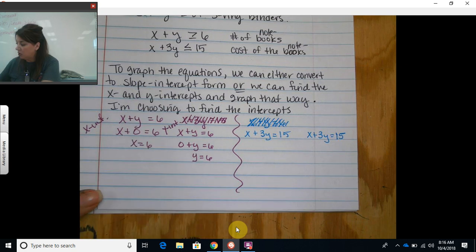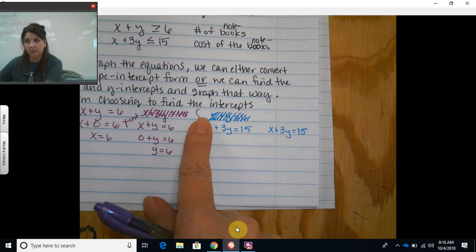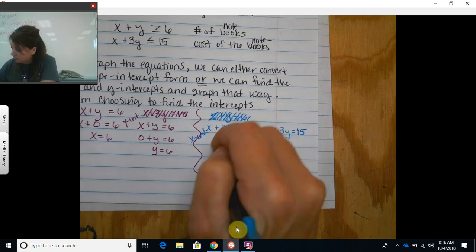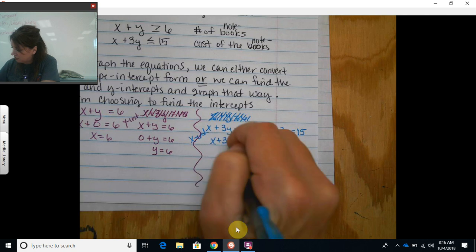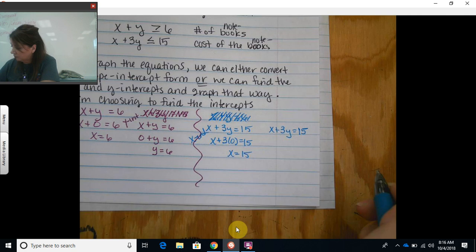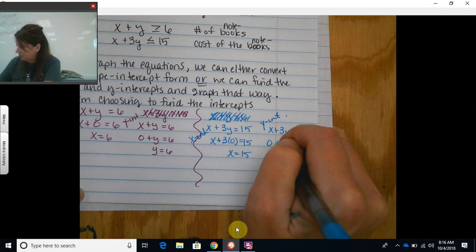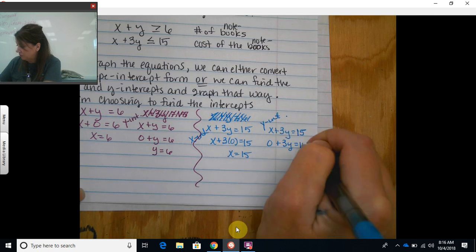Okay? So on this one, if I did that, what's my x-intercept going to be on the other line? 15. What would my y-intercept be? 5. But I'm going to do my math. So x-intercept, substitute in a 0 for y, and solve for x. Y-intercept, substitute in a 0 for x, and solve for y.